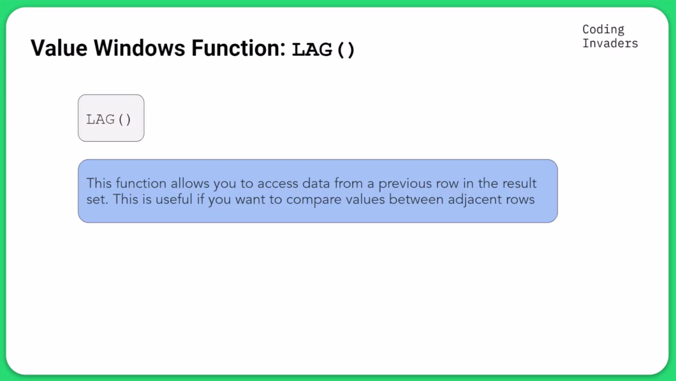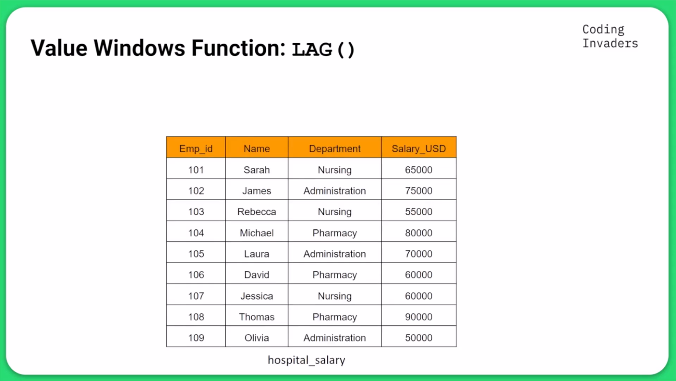So lag allows us to access data from the previous row in our data set. This is useful when we want to compare values between two adjacent rows. If you think intuitively, lag means that things are slowing down. What you are viewing is not the current state, it is the previous state. So intuitively, lag means that you want to access the previous row rather than the current row and access that value. Let's understand this with the help of an example.